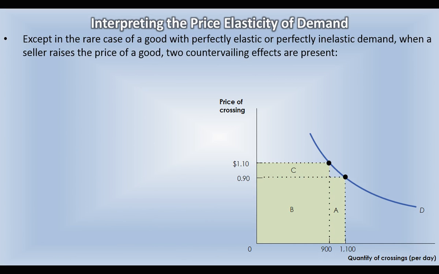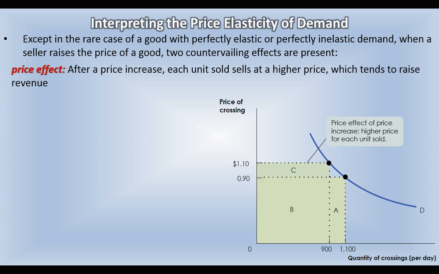Except in the rare case of a good with perfectly elastic or perfectly inelastic demand, when a seller raises the price of a good, you're going to have these two countervailing effects present. One of them we call the price effect. After a price increase, each unit sold sells at a higher price, which tends to raise revenue. So you're going to have that price effect from those people that are still willing to buy at the higher price.